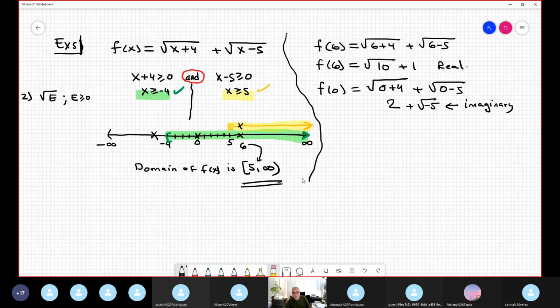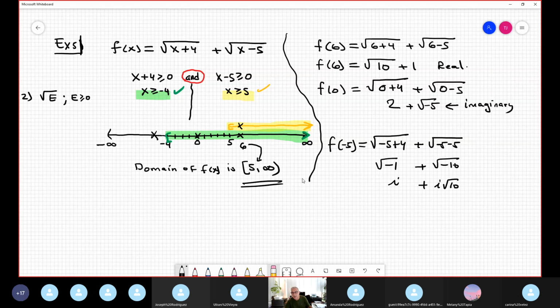Let's do, for example, -5. Suppose -5. So it's the square root of -5 + 4, plus the square root of -5 - 5. This is the square root of -1, which is i, and this is the square root of -10, again imaginary. That is the reason that our domain is only that part. Our domain is from 5 to infinity. Clear?